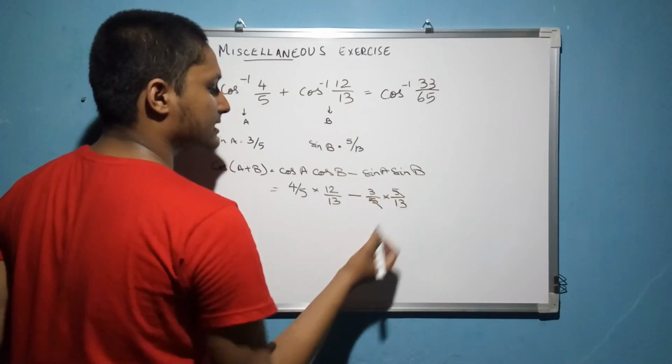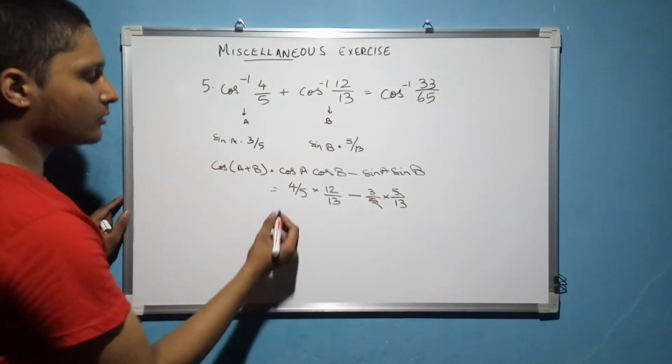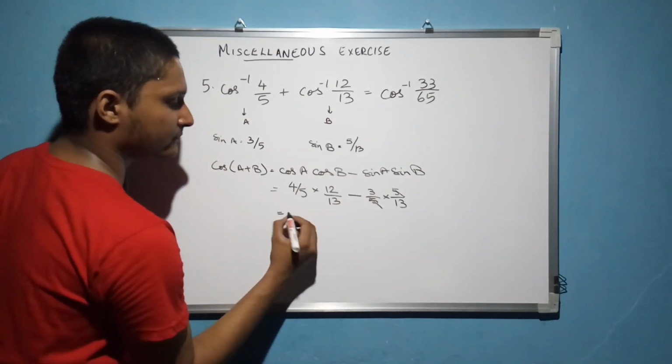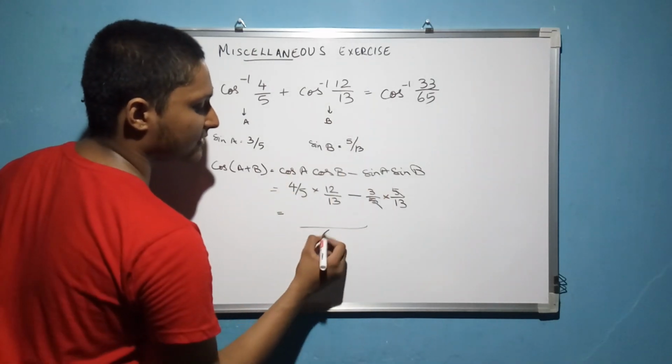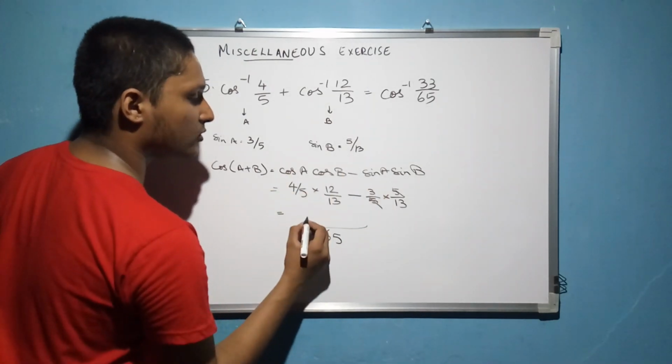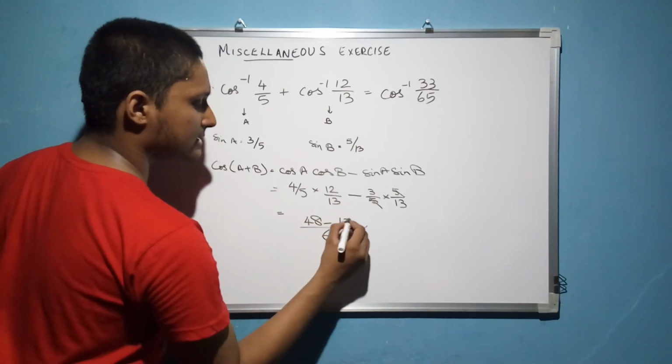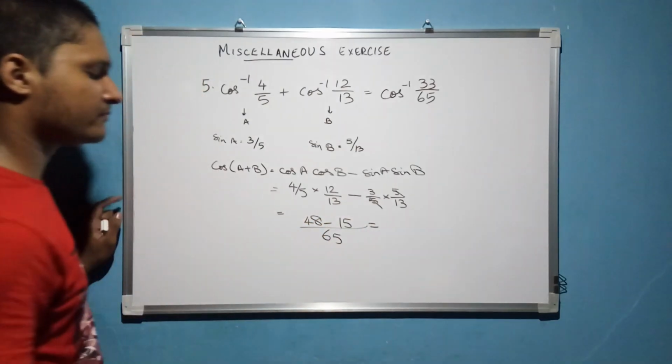5 and 5 is cancelled. Okay, what you're going to get here is, or maybe I need not cancel that. I'll take 65 as common here. 12 into 4 is 48 minus 15 is what you're going to get.